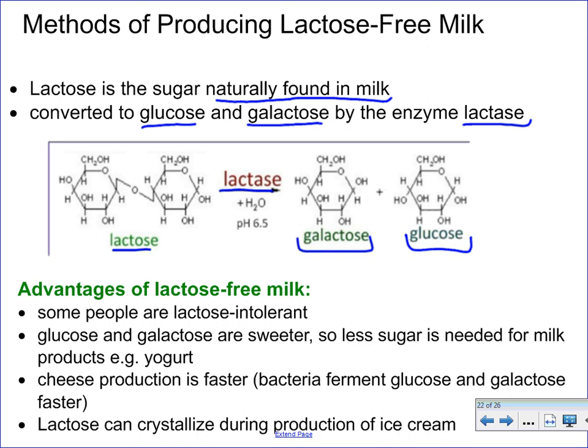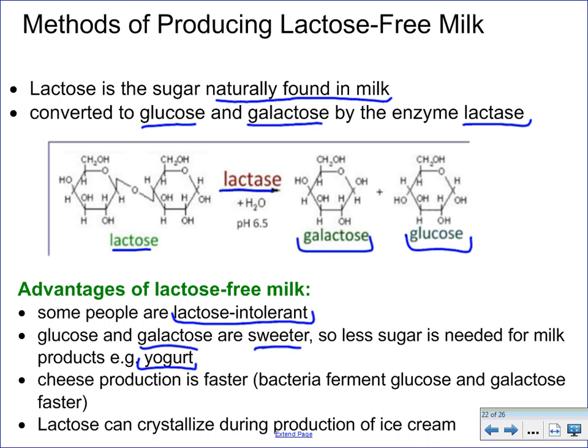So there are several advantages of producing lactose-free milk. So some people are lactose intolerant. It's a common condition in adulthood that adults no longer produce lactase. So, people who don't produce lactase cannot consume dairy products. Glucose and galactose are actually sweeter, so less sugar is needed for milk products, such as yogurt. And cheese production can be faster.